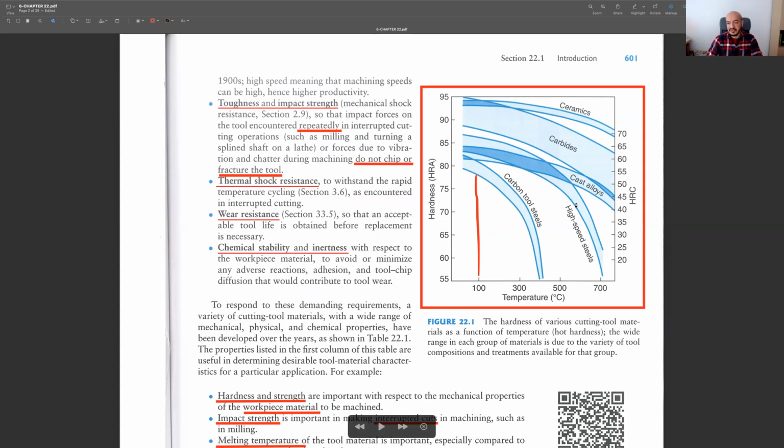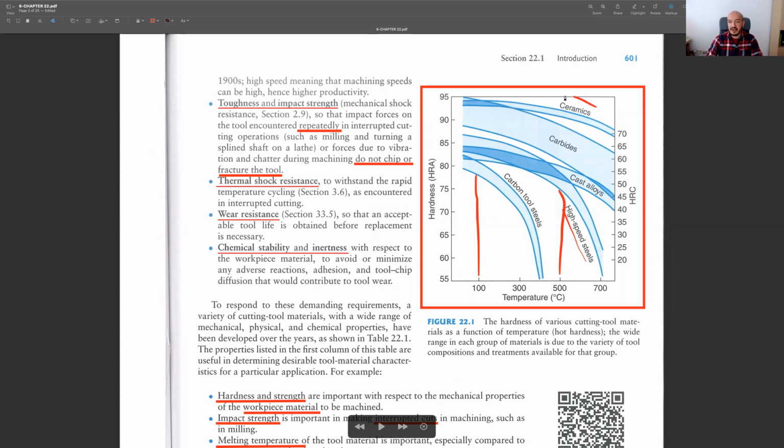But if you look at other materials, for instance, the second type of cutting tool material, high-speed steels, they are a bit better than carbon tool steels. For instance, at 500 degrees, its hardness is quite acceptable.